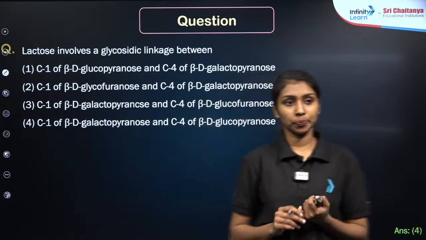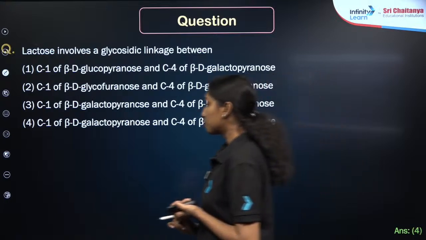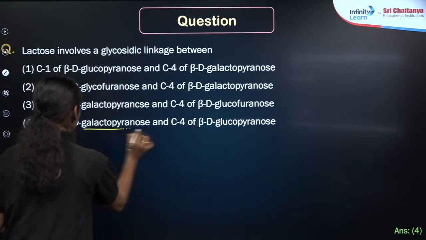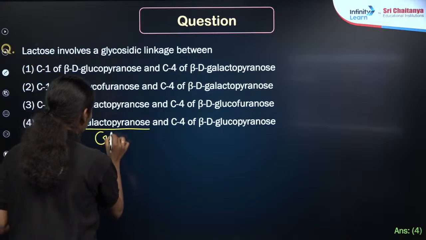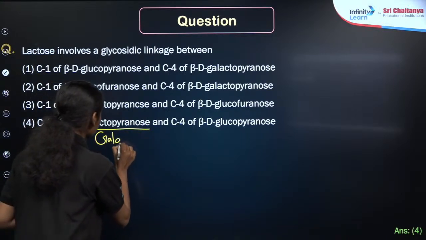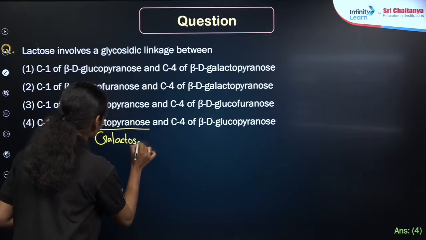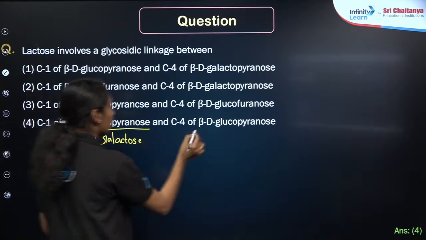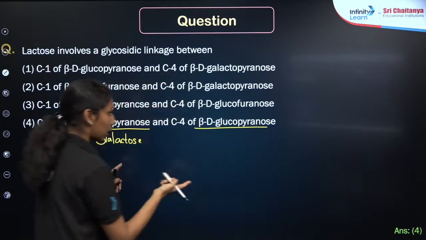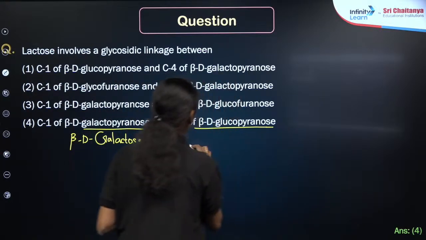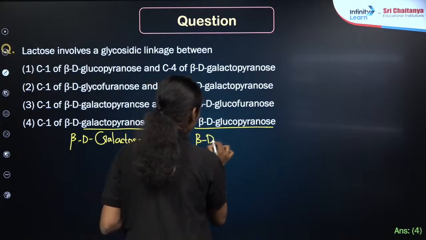Option 4, right? C1 of beta D galactopyranose, which means this is simply our galactose molecule. It has a similar structure to that of the pyran group, so it is known as galactopyranose. So that is beta D galactose. Then beta D glucopyranose, again the pyran group has a similarity with the structure, right? So this is known as beta D glucose.